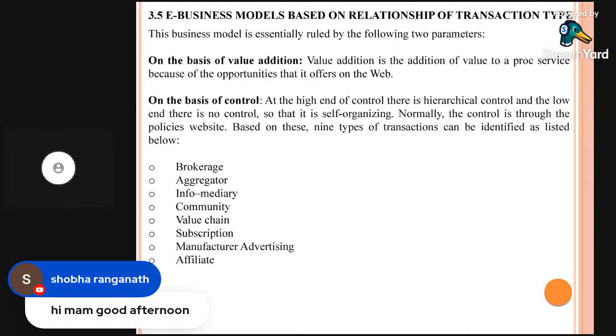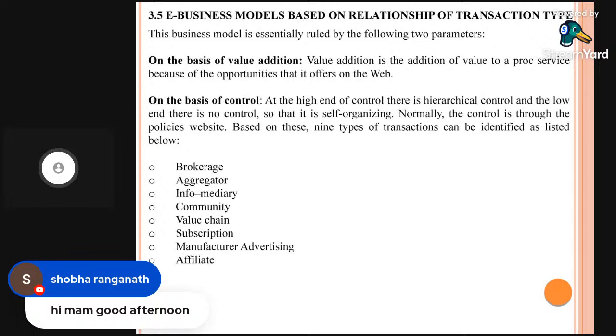Based on this, there are 9 types of transactions which we can identify: brokerage, aggregator, intermediary, community, value chain, subscription, manufacturer, advertising, and affiliate. These transaction types usually take place in a variety of ways, and moreover any given firm may combine one or two of these types of web business strategy. There is no specification that they have to opt for only one kind of this. A combination of these transaction types can be opted for.